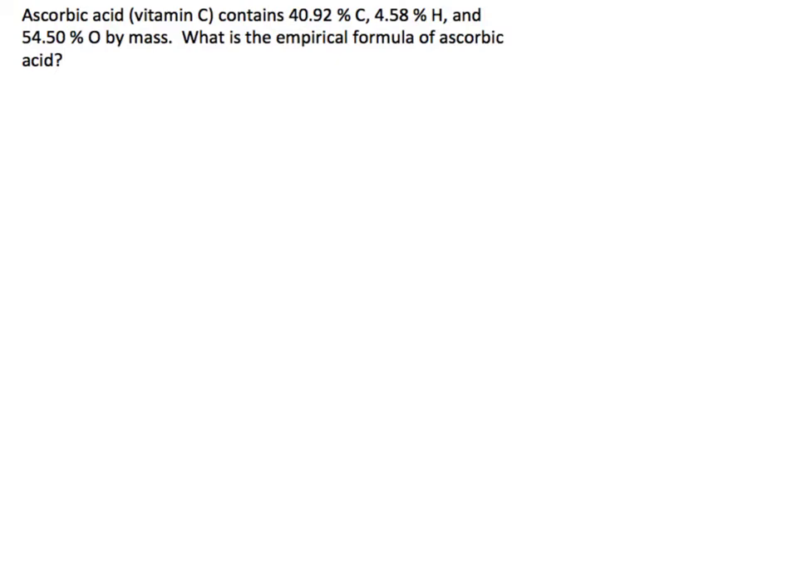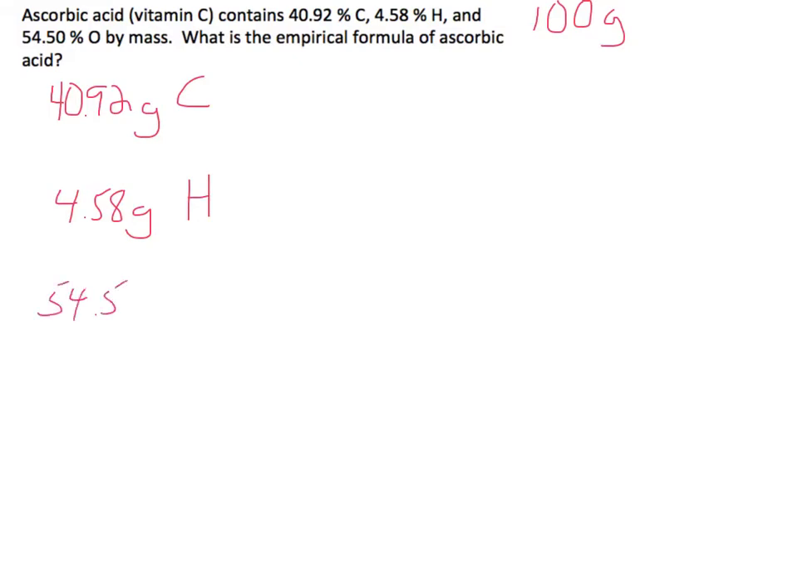Alright, so when you attempt these problems, the easiest and most important thing you have to do at the beginning is assume that you have 100 grams. That allows us to convert all these percentages into grams. And so that means that we would have 40.92 grams of carbon, 4.58 grams of hydrogen, and 54.50 grams of oxygen. So basically, that's a total of 100 grams, and so we can easily convert those to percentages or backwards, and that's why we assume 100 grams.